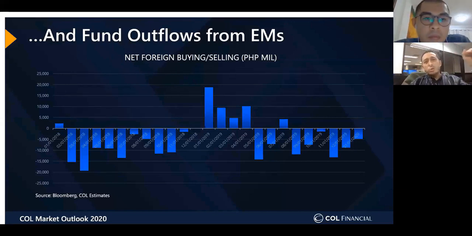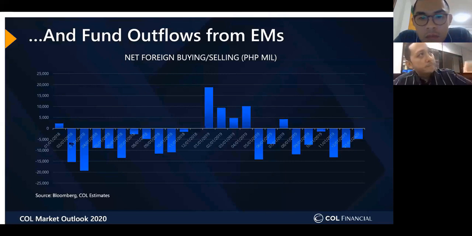So it just goes to show that the Philippines is doubly at the mercy of hot money relative to other Asian countries. And you'll see here the evidence of foreign outflow coming outside of the Philippines. But here's what's interesting. Everybody is attributing the foreign outflow to coronavirus.